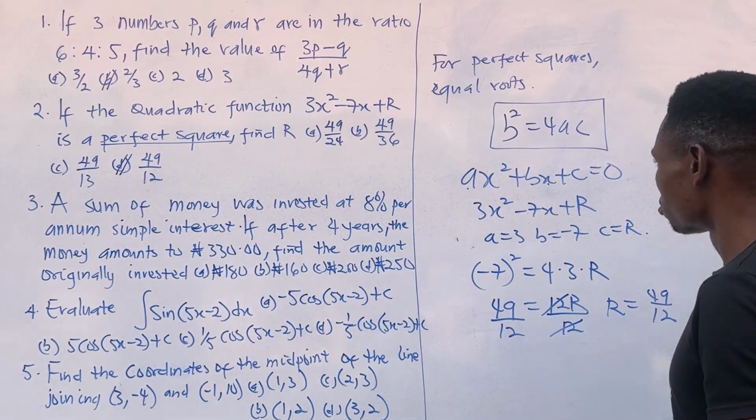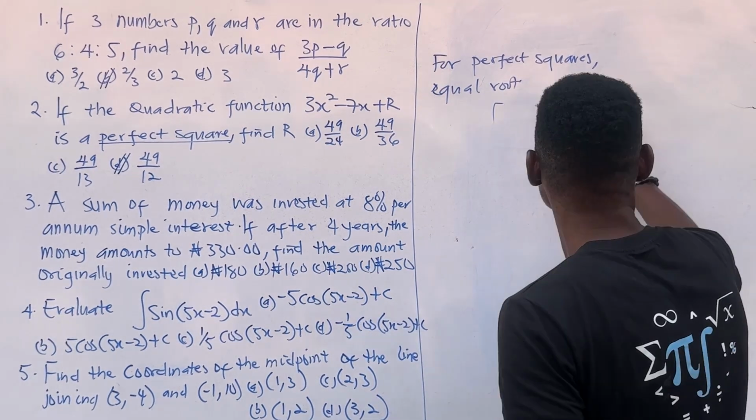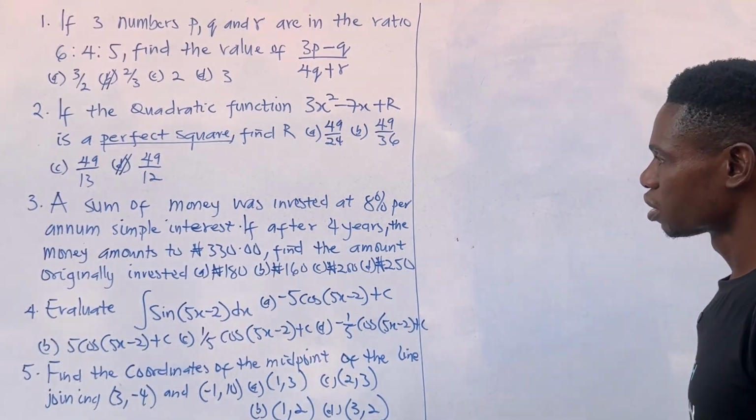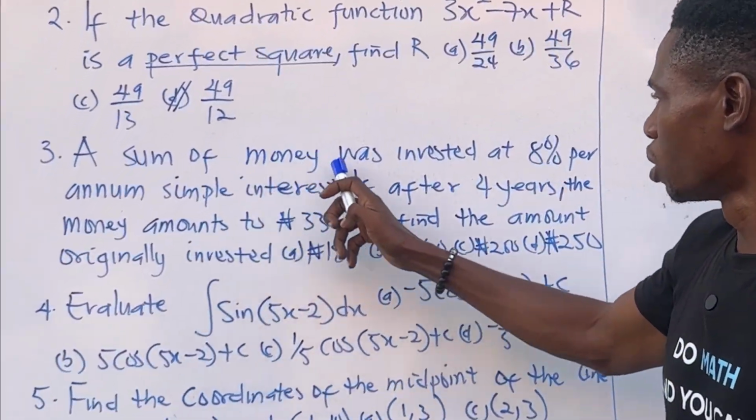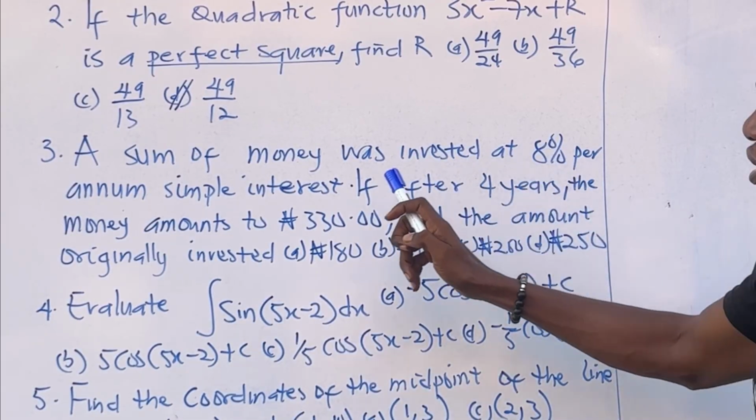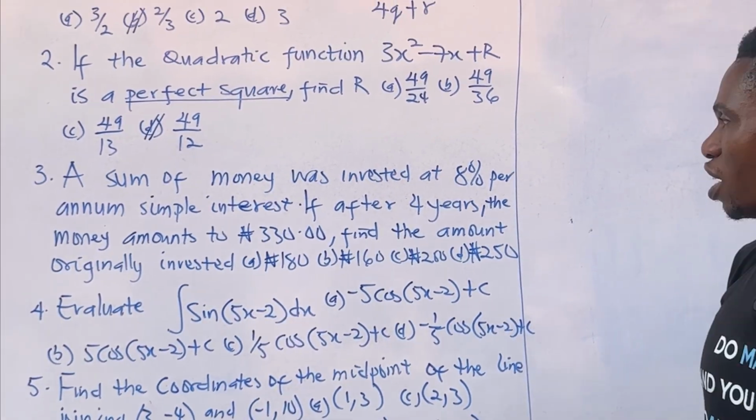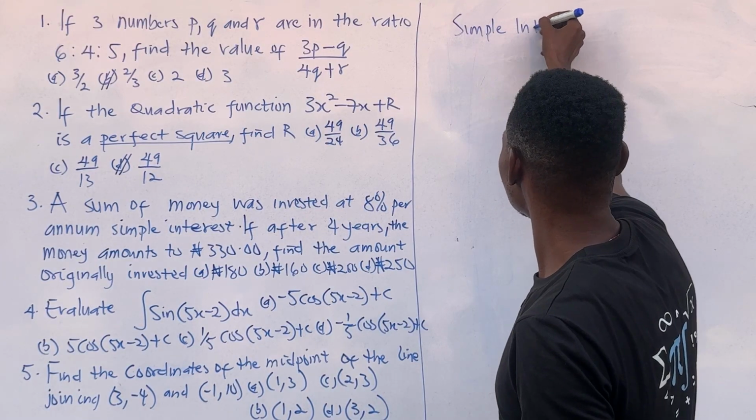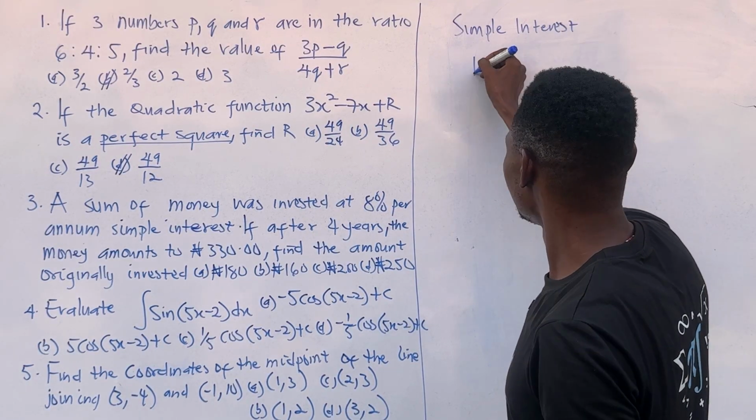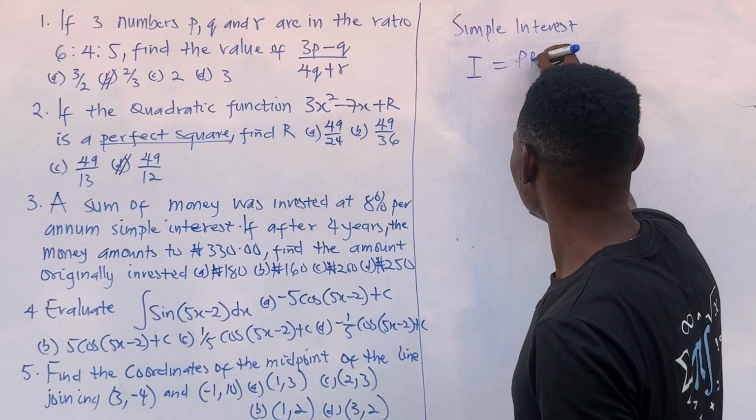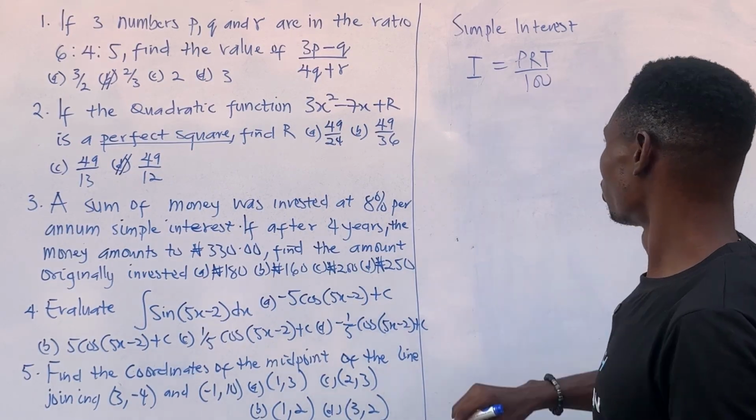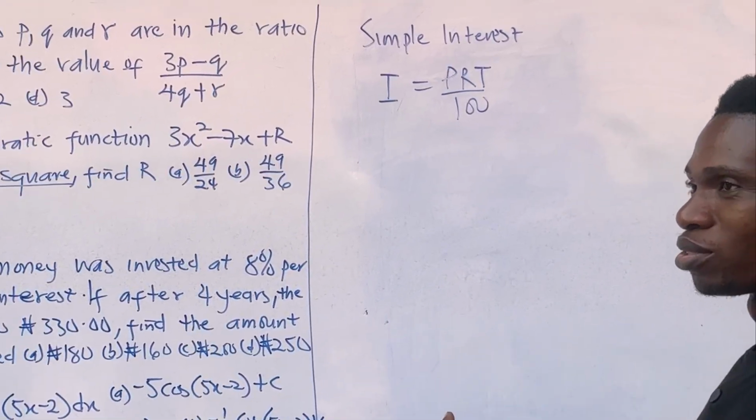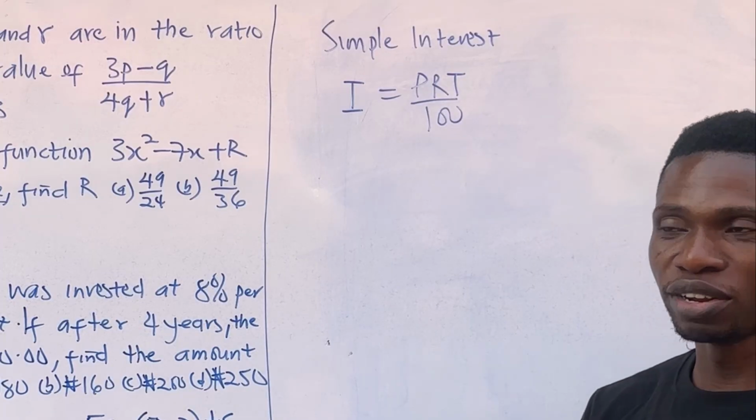Okay, so number 3 says, a sum of money was invested at 8% per annum simple interest. Remember our simple interest, that the interest is principal times rate times time over 100. Interest is the amount, the gain or the profit when you do an investment.